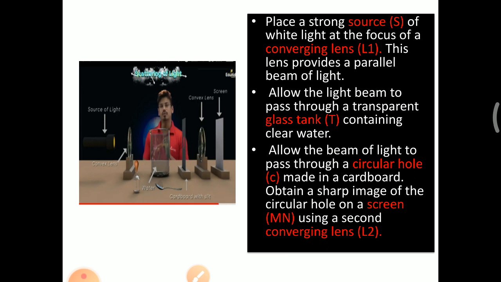Look here, place a strong source of white light at the focus of a converging lens. This lens provides a parallel beam of light. Why are we keeping the convex lens here? Because it converges the light rays and gives a parallel beam of light rays. Allow the light beam to pass through the transparent glass tank containing clear water. Then allow the beam of light to pass through the circular hole made in cardboard and obtain a sharp image of the circular hole on your screen using the second converging lens.